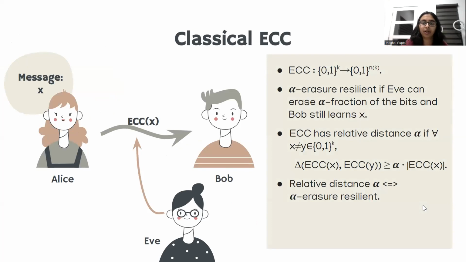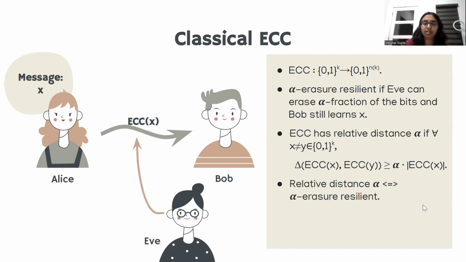I'm sure most of you have seen error correcting codes so far, but let's go through the definition a little bit for our talk. Alice's original message will be in {0,1}^K. The function ECC, error correcting code, maps {0,1}^K to a longer string, {0,1}^N, that Alice sends over to Bob instead. This message is considered to be alpha erasure resilient if for any alpha fraction of the bits that Eve erases, Bob will still be able to uniquely determine what the message X originally was.